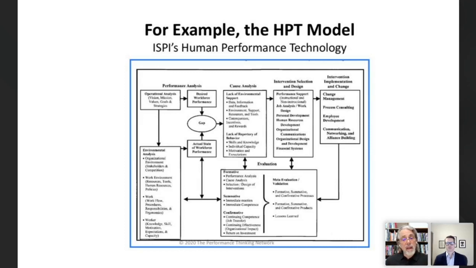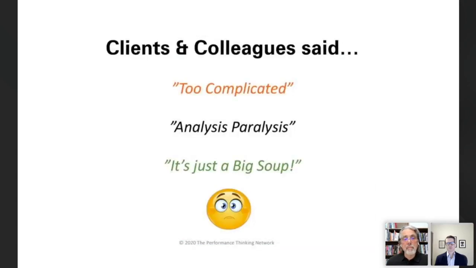I was a very active contributor and participant in the International Society for Performance Improvement for several decades, and got all their awards and all the rest of it. But I noticed that I had colleagues there who would say, we love this performance improvement stuff, but it's too complicated. So we set out roughly 20 years ago to help improve that. Folks would say it's too complicated, or our leaders would say this is analysis paralysis, there's too much here.